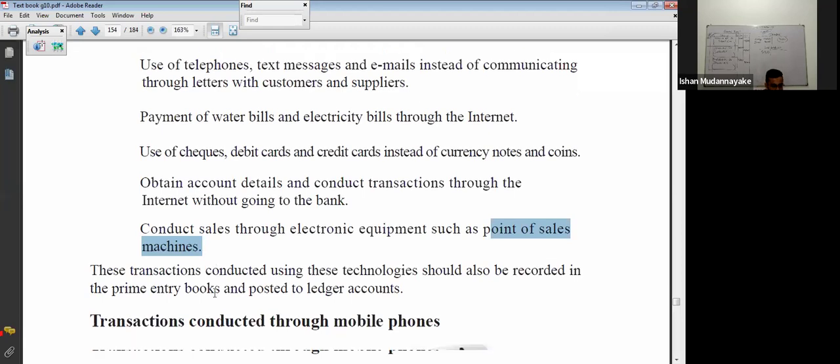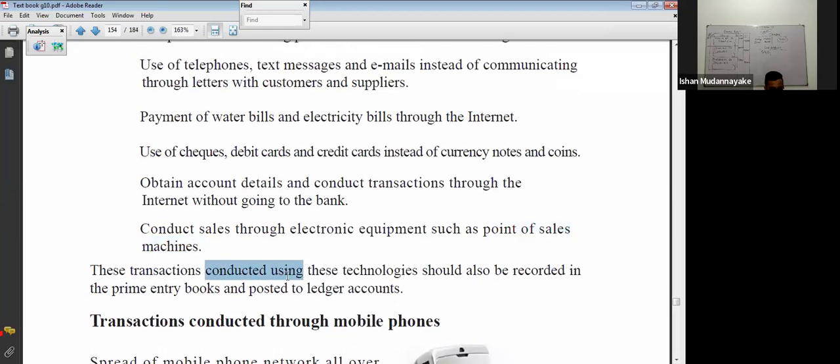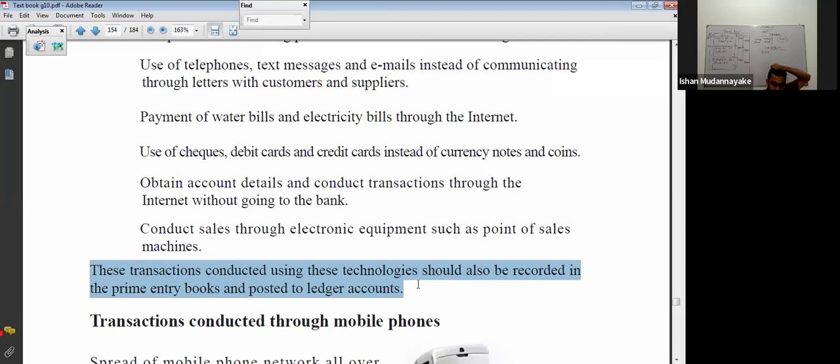Transactions conducted using this technology should also be recorded in the payment books and processed in ledger accounts. Although you conducted this transaction through technological methods, you need to record it in payment books and ledger accounts. You can't avoid that.